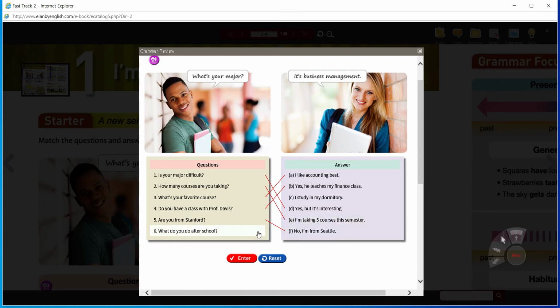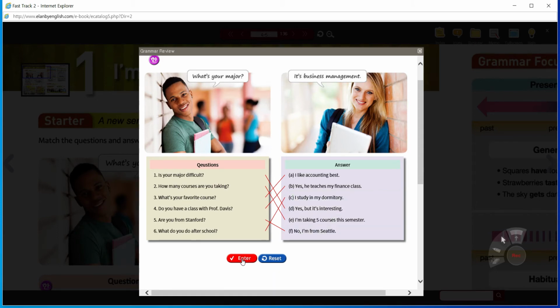And I assume the answer for number 6 is letter C. What do you do after school? I study in my dormitory. What a good student. Okay. All right. So what do you do at school? Okay. So you might attend classes or study during class. After school, okay, I return to my dormitory. I study in my dormitory. So that's what I do after school is finished. Okay.